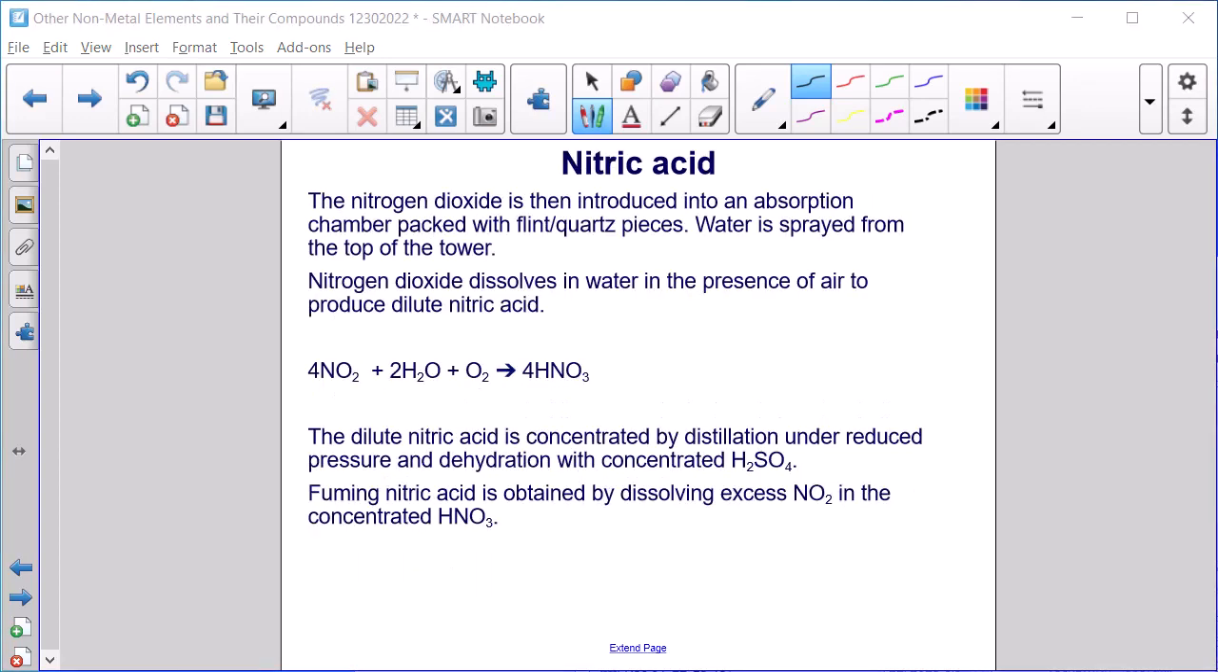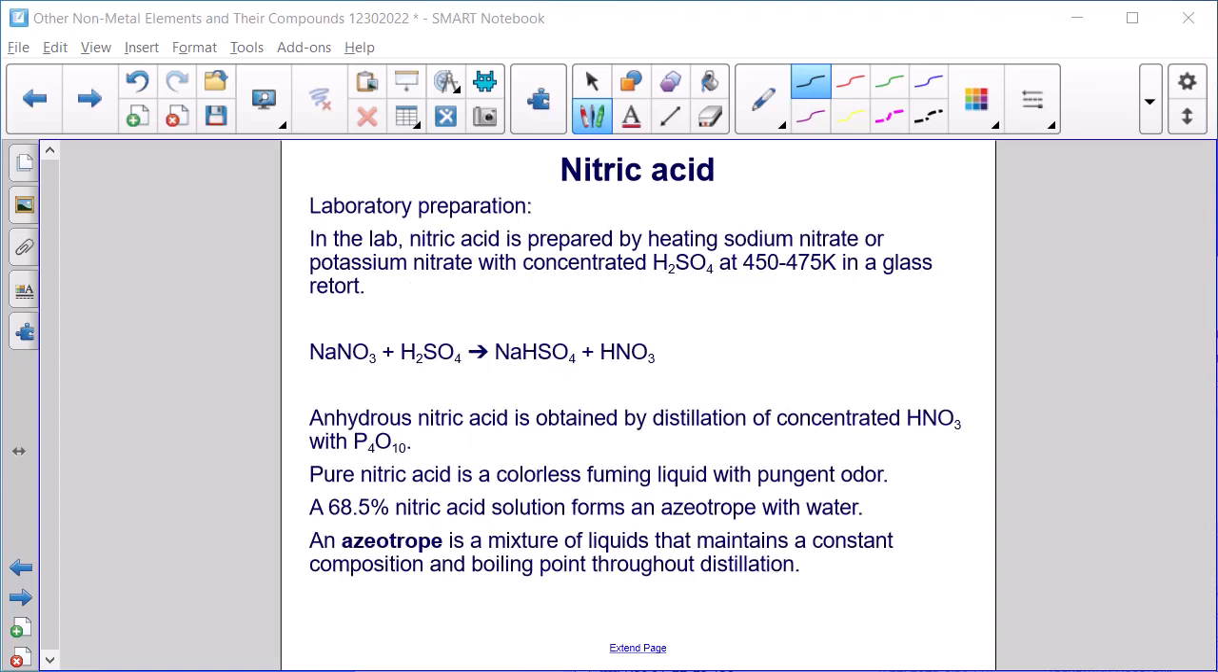The nitrogen dioxide is then introduced into an absorption chamber packed with flint quartz pieces. Water is sprayed from the top of the tower. Nitrogen dioxide dissolves in water in the presence of air to produce dilute nitric acid as shown. The dilute nitric acid is concentrated by distillation under reduced pressure and dehydration with concentrated H2SO4. Fuming nitric acid is obtained by dissolving excess NO2 in the concentrated HNO3.